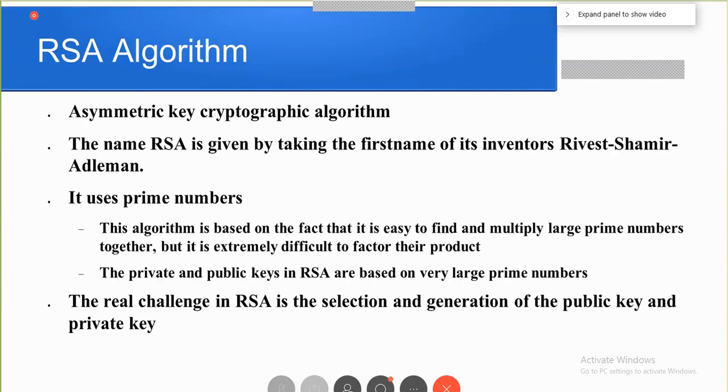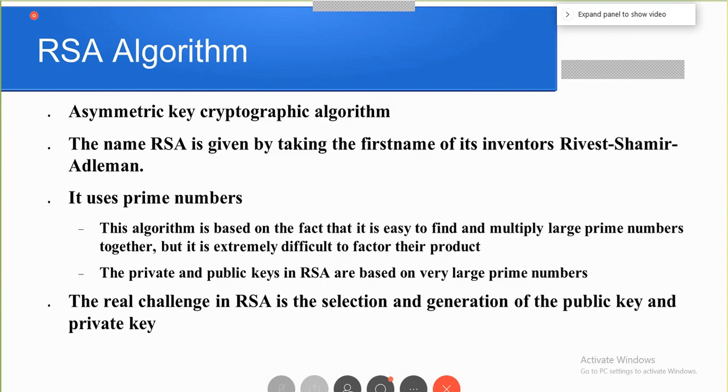Then the RSA algorithm. This is an asymmetric key cryptographic algorithm. The name RSA is given by taking the first letters of its inventors' names, Rivest, Shamir and Adleman. They are Turing Award winners for this same algorithm. It uses prime numbers.